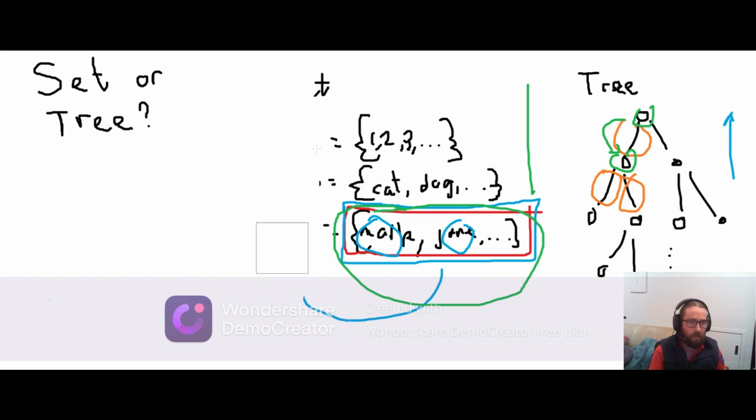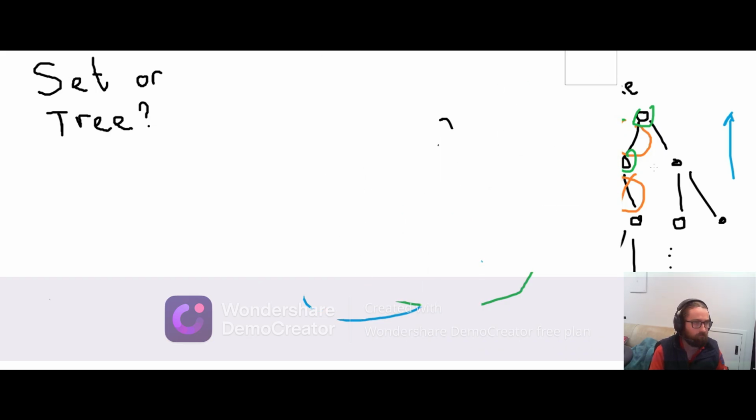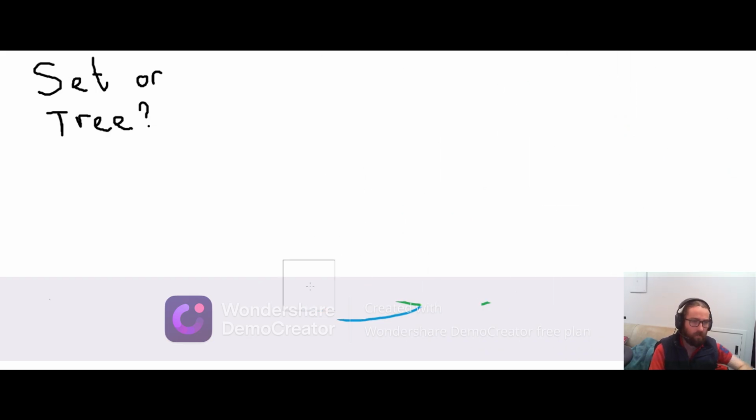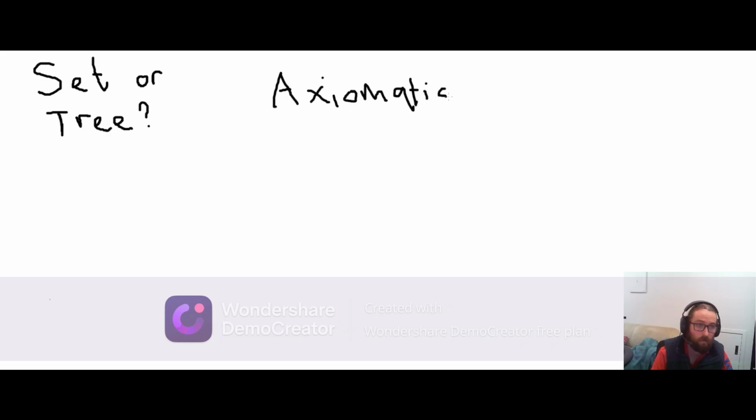Now, another question is regarding numbers. Do we think of numbers fundamentally as sets or trees? Well, there's a really big part of mathematics called axiomatic set theory. And I'm not going to go into what it is. I hardly understand it myself.